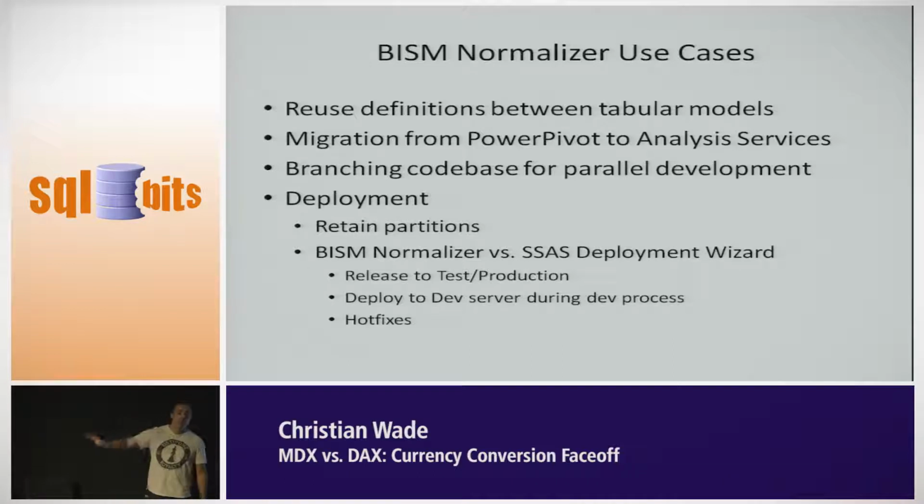But let's not even go there. Let's just say we live in utopia and everyone has set it up fully correctly, right? So therefore, there's no real benefit for a standard release to test and production in terms of the ease of use value. All right. However, even if we are using the deployment wizard, there's still a bunch of use cases where we need to deploy the tabular models and we still want to retain partitions, and the deployment wizard is overkill.